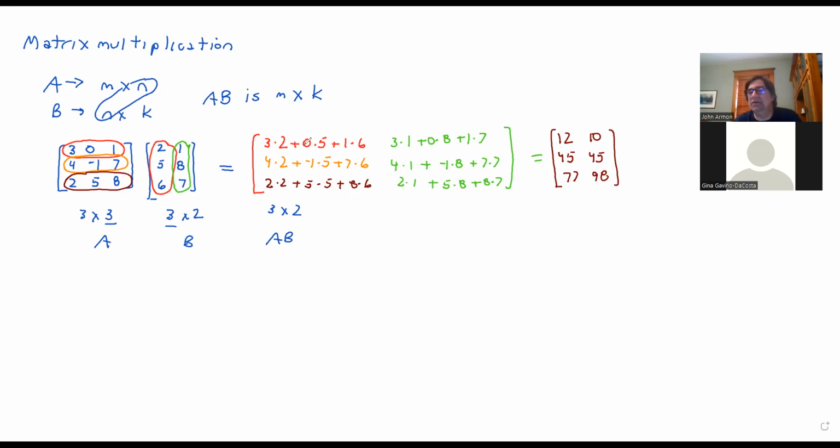Where does the first number come from? Where does the second number come from? And that's how you get these entries in the product matrix. So this is AB, and AB is a 3 by 2 matrix.